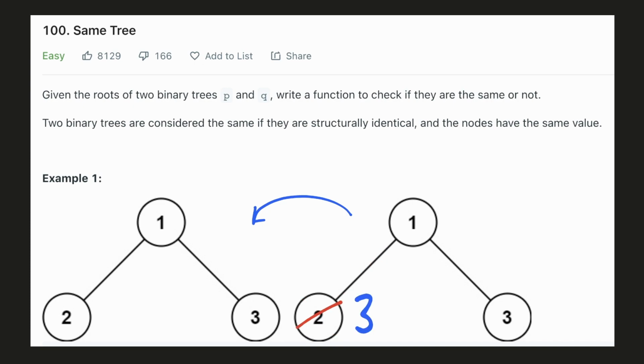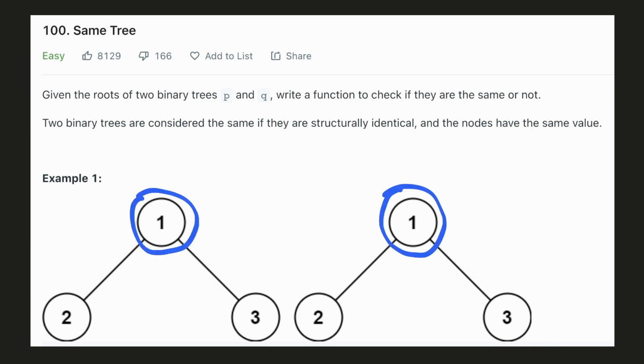And similarly, if one of the values of a node is different, then in that case too, the trees are not the same. For these trees to be the same, the first condition that has to be satisfied is that the roots of both these trees should be the same. If this condition fails, then the trees are not the same.